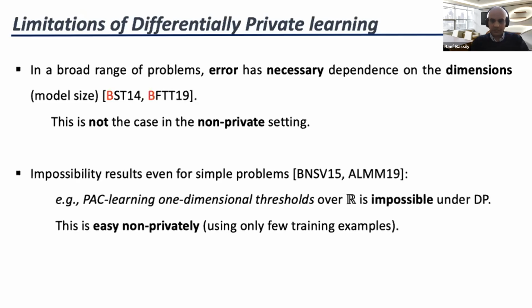Another manifestation of such limitations appears in the formal model of PAC learning, probably approximately correct learning, which is one of the most fundamental and theoretical models for machine learning. It's basically the theoretical father of machine learning. And there are several impossibility results in the literature of differential privacy showing that PAC learning of even simple hypothesis or functional classes, like even one-dimensional threshold functions, is impossible under differential privacy. On the contrary, learning such classes is quite simple without privacy constraints and can be done using few training examples.